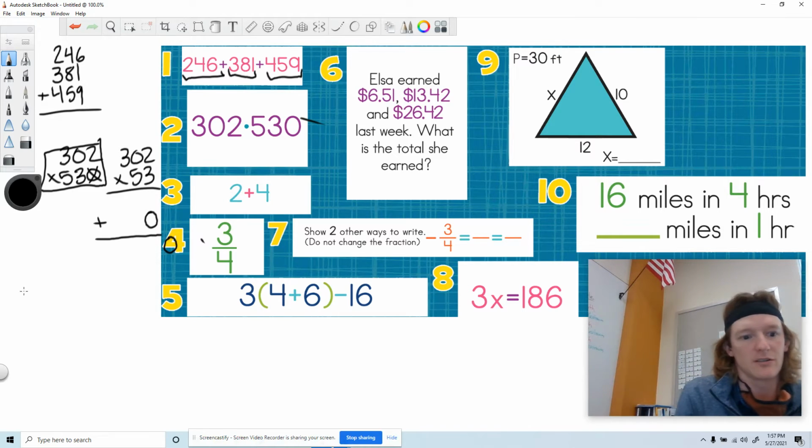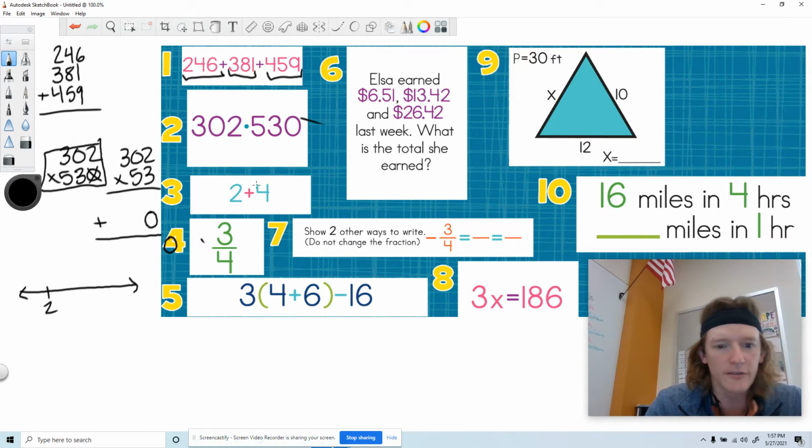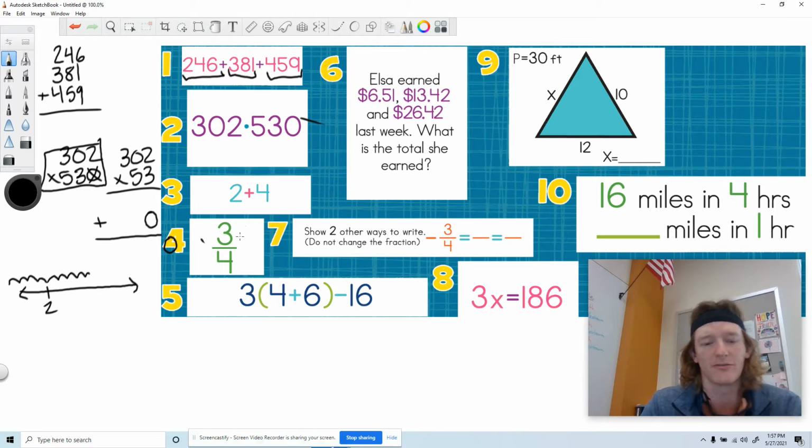Number 3, 2 plus 4. What we need to do on this one is use a number line to solve. The first number is going to tell you where to start. So on your number line, go ahead and put a 2. And if you're going to go plus 4, I want you to show me, are you going to the left by 4? Are you going to the right by 4? Tell me where you end. What is 2 plus 4?